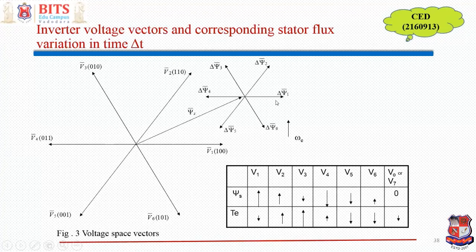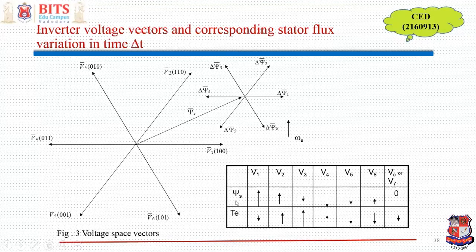So flux will increase. Do I want to increase the flux or increase the torque? Do I want to decrease the flux? Do I want to decrease the torque? Based on my requirement, I can select any of these switching vectors for a small interval delta t.